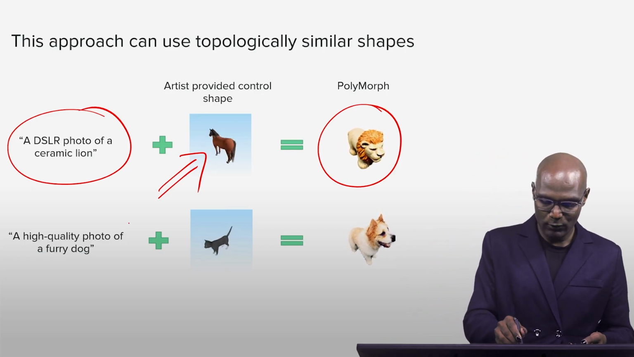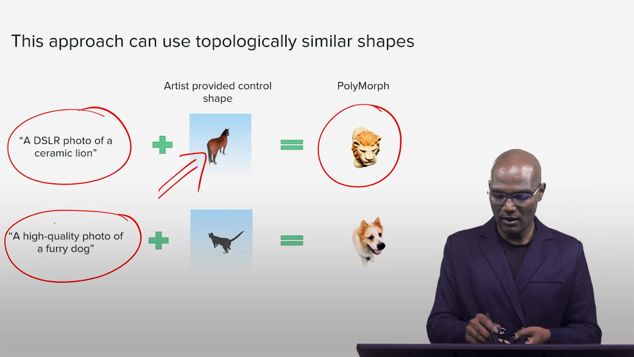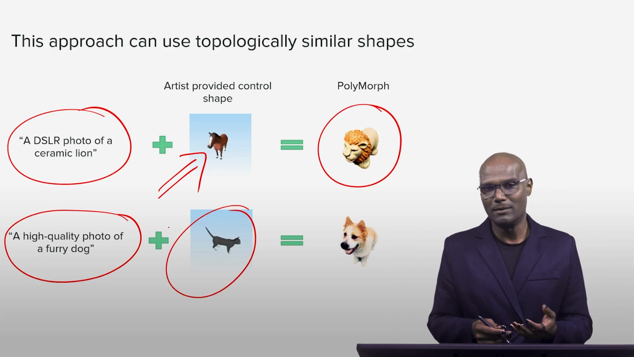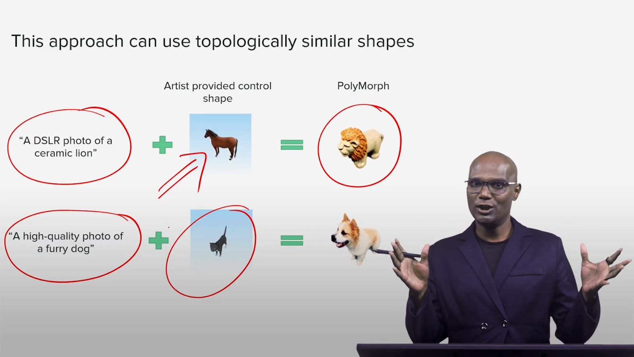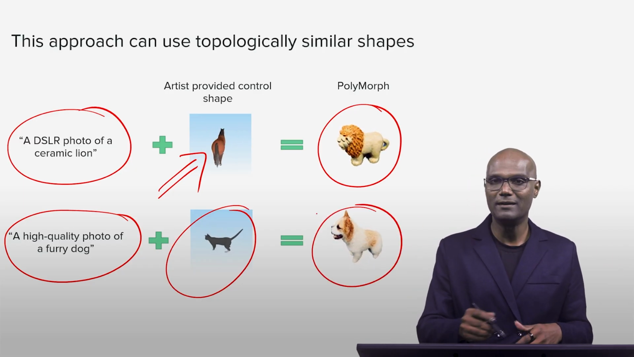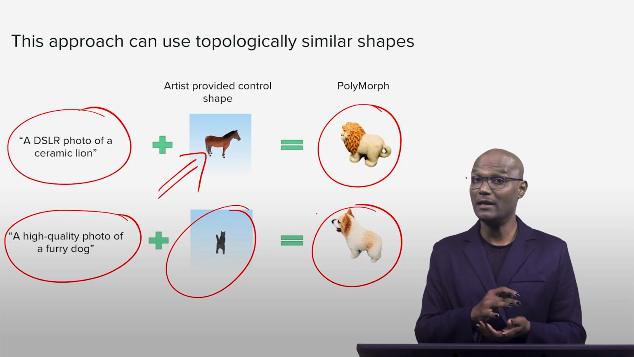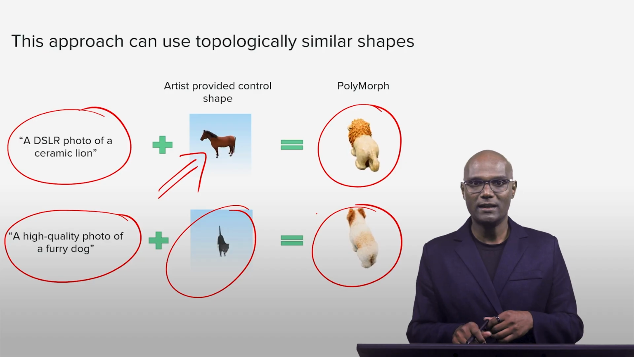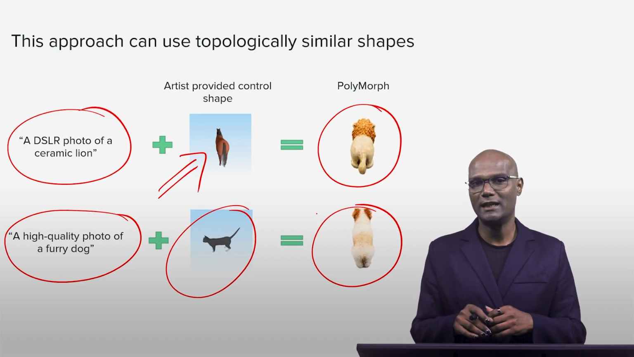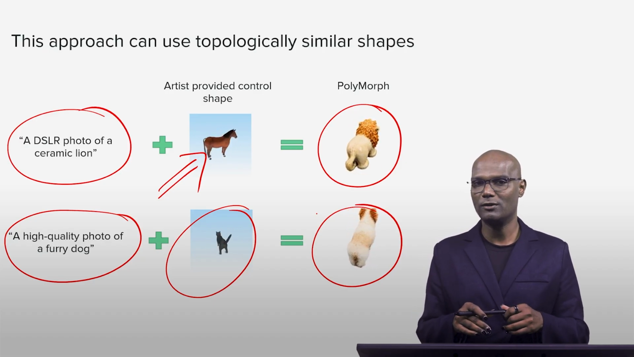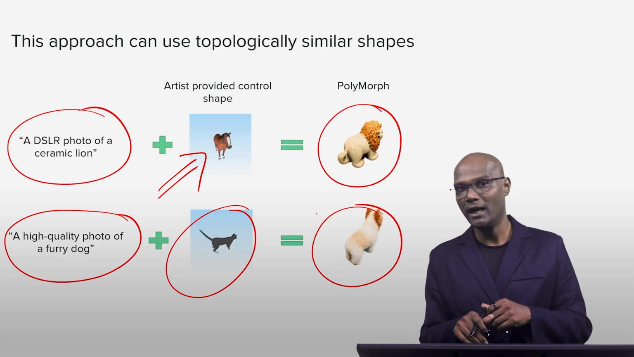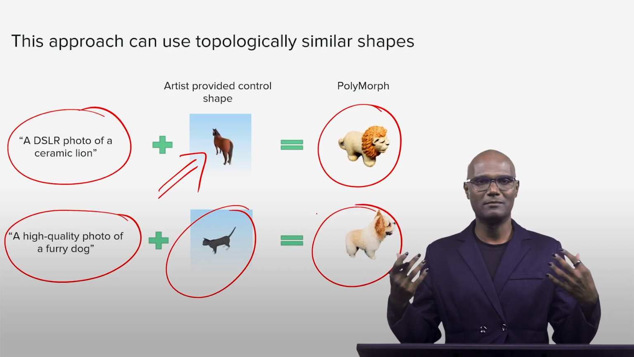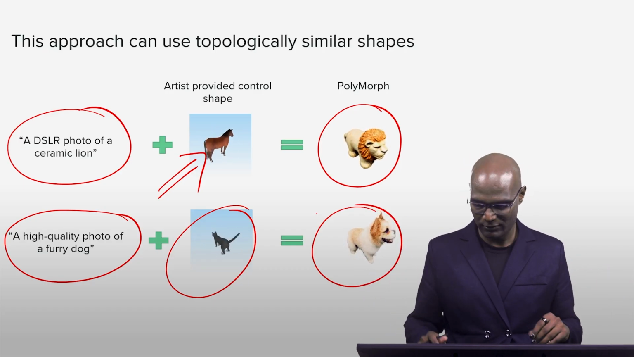Similarly, on the bottom, high quality photo of a furry dog. The control is actually a cat. Once again, the idea is the model only needs the general topology of that shape, and we still get the needed dog 3D model. These are very good examples of the idea that I'm illustrating. That is, we are providing more controls to 3D artists and helping them make variations on shapes that they may already have made, and they may not have the time to make every little variation that a client asks for, for example.